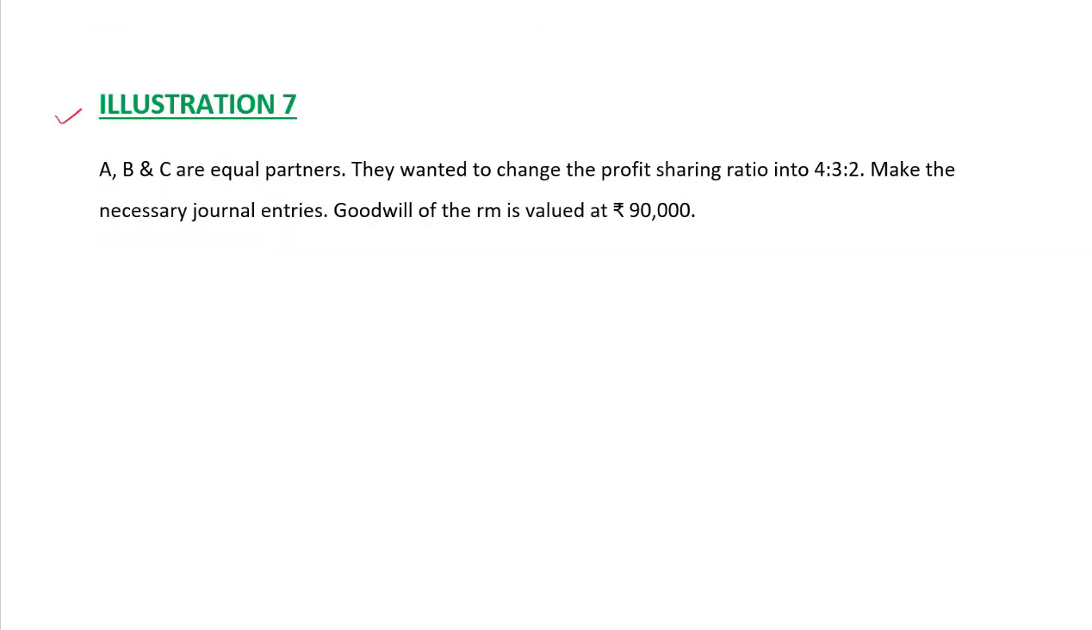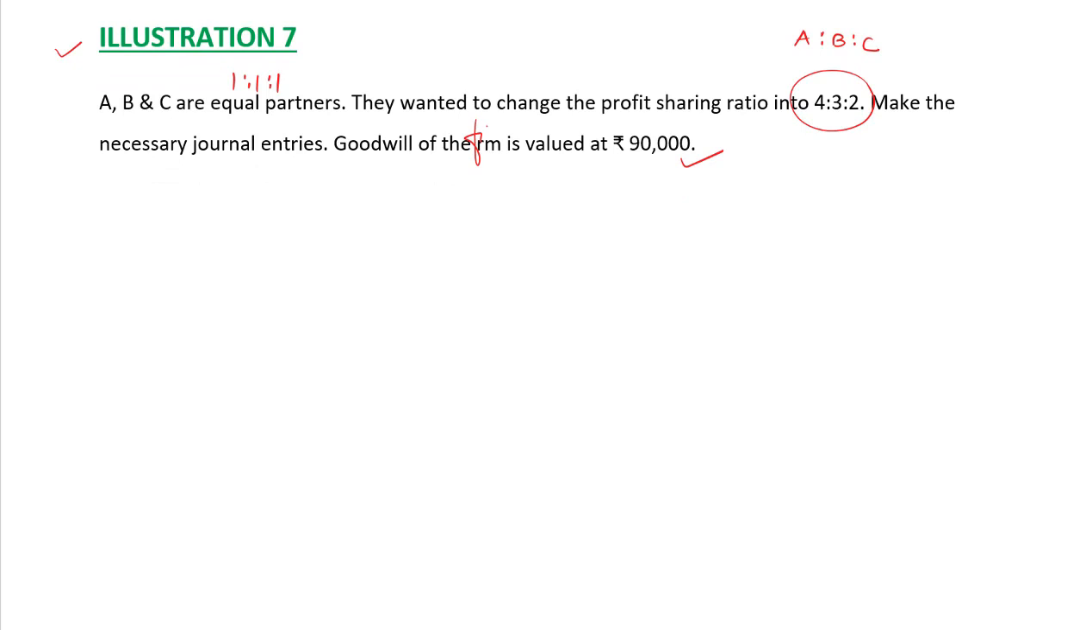Let us quickly do illustration 7. A, B and C are equal partners. They wanted to change profit sharing ratio to 4:3:2. Make the necessary journal entries if goodwill of the firm is valued at 90,000. The old profit sharing ratio was equal, 1:1:1. New profit sharing ratio is 4:3:2. Goodwill of the firm is valued at 90,000.